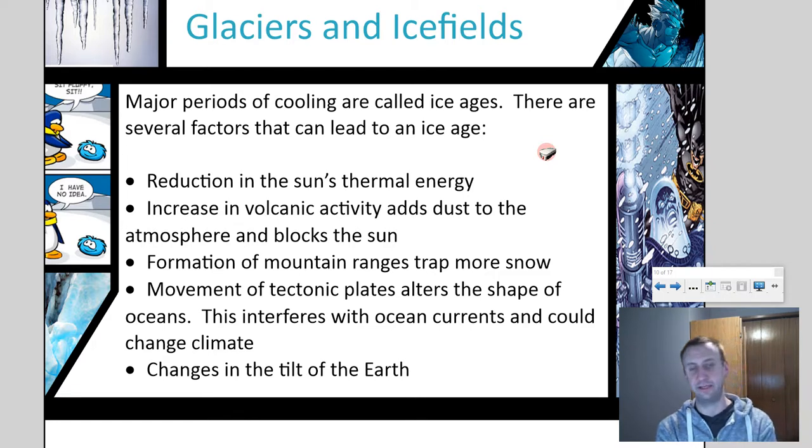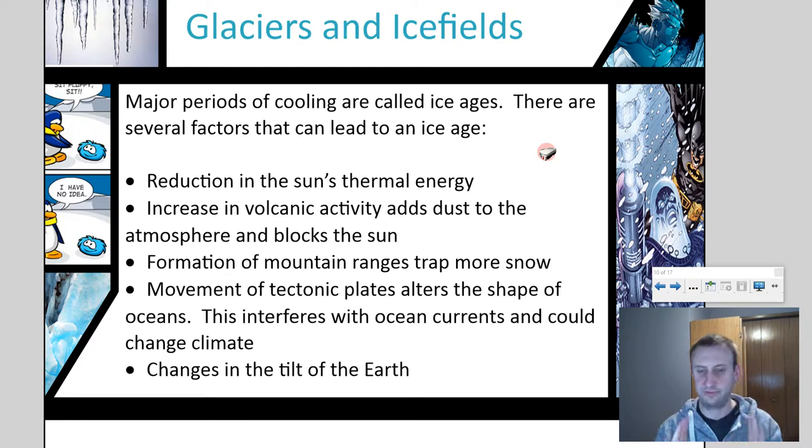Movement of tectonic plates alters the shape of oceans. That can cause it because as ocean currents change, we have these large ocean currents that bring heat, like almost a heat conveyor belt around the Earth. And if those start changing, which actually it looks like they might be starting to change a little bit, which is kind of scary. That doesn't mean that we're going into an ice age, but it's a little bit scary in terms of how things are changing around that, because actually the opposite is happening. Could cause climate change as well. And then changes to the tilt of Earth is also a factor.